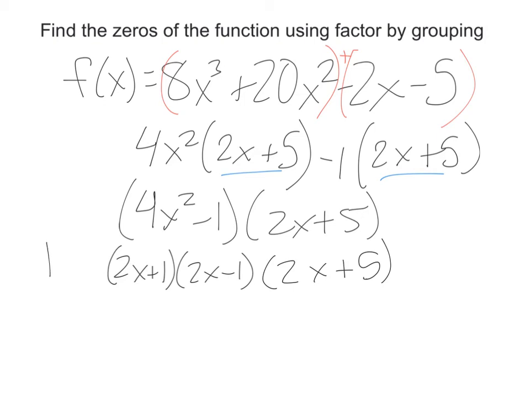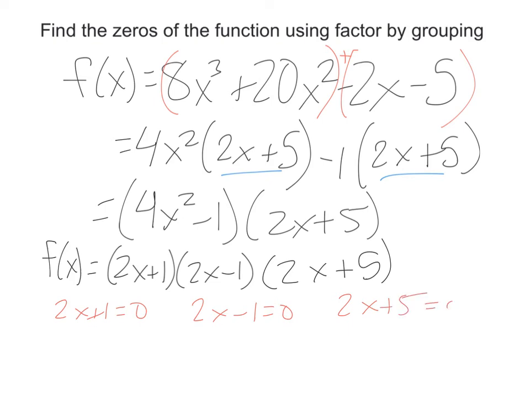And remember, this is like an f of x equals still. I just haven't been writing it down. So it still equals that. Well, how do I find my zeros? Well, when we were factoring in the past, we would just set each factor equal to 0, and that's exactly what we'll do now. So I can take 2x plus 1 equal to 0, 2x minus 1 equals 0, and 2x plus 5 equals 0. I solve for each one. I get x equals negative 1/2. Here I get x equals positive 1/2. And here I get x equals negative 5/2.